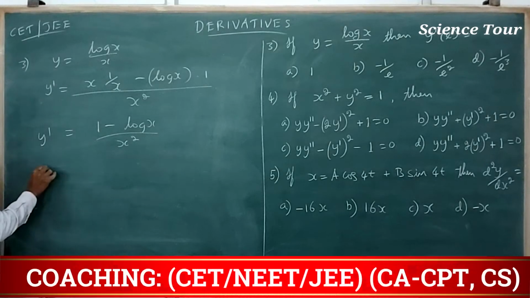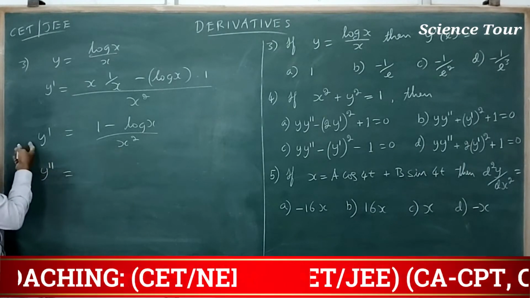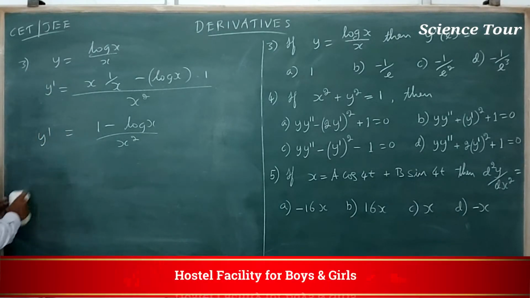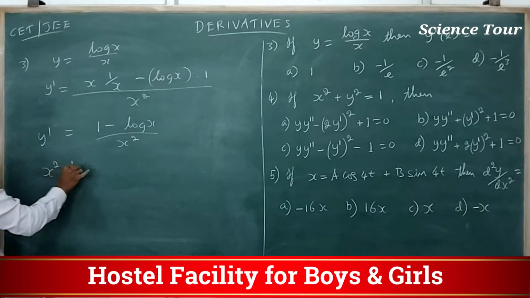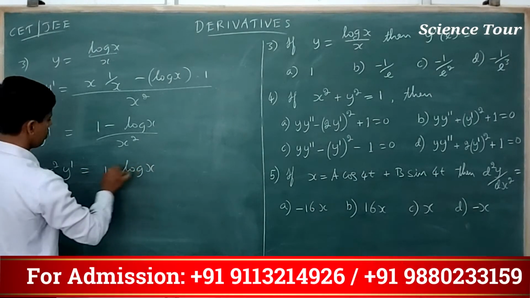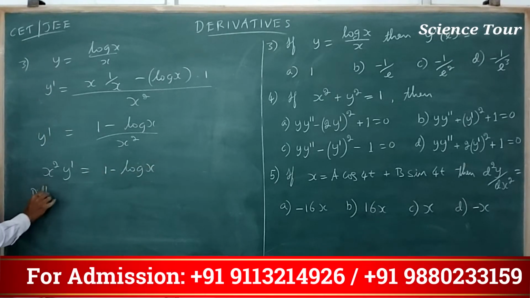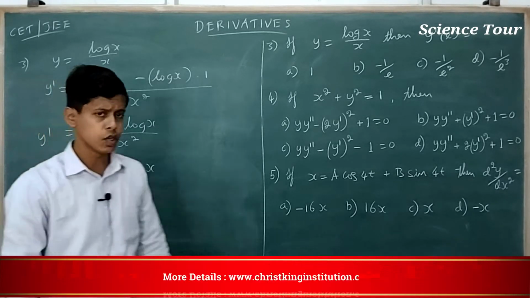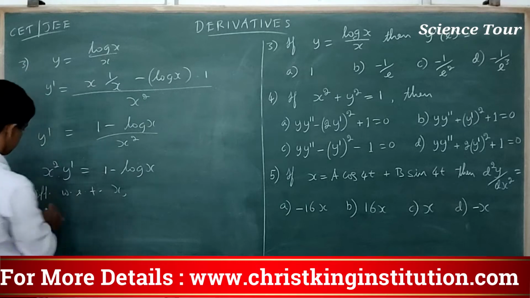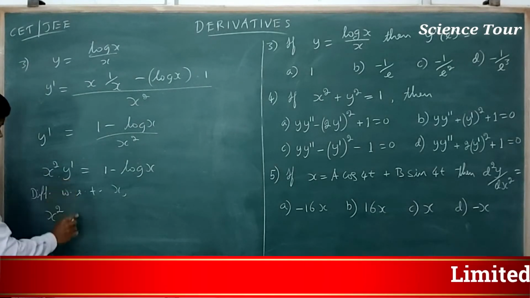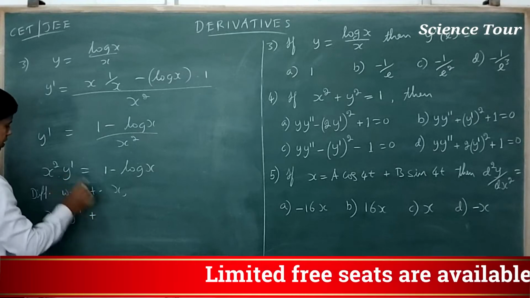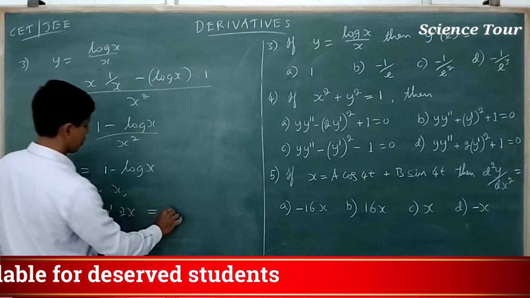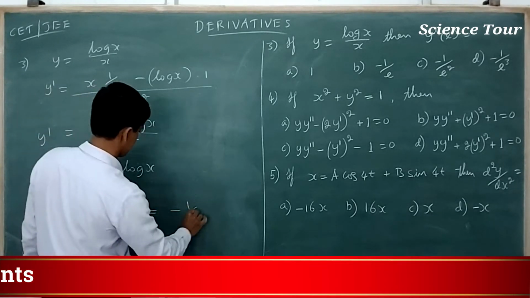Now differentiate this again. So y double dash, you can take this x square here and then use the product rule, that would be better. So this is x square into y dash equals 1 minus log x. Now differentiate once again with respect to x. So use the product rule for x square into y dash. First function times derivative of y dash is y double dash, plus second function y dash times derivative of x square, which is 2x, and derivative of 1 is 0, log x is 1 by x.